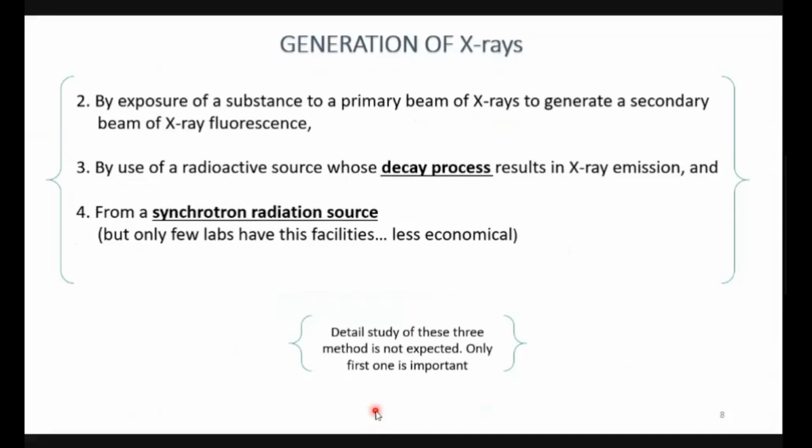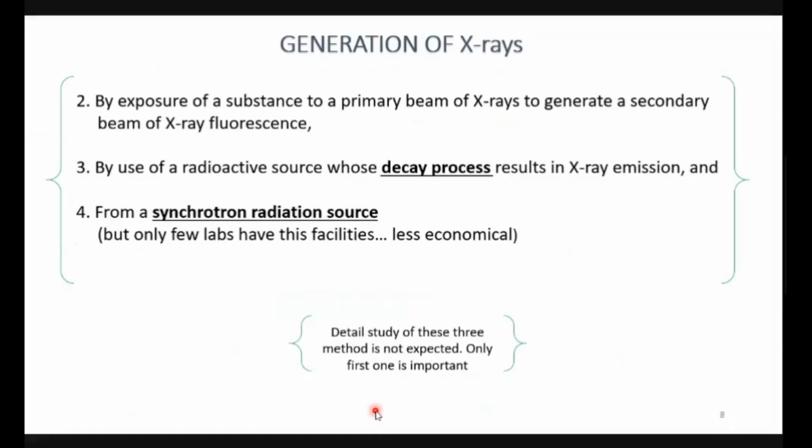Now there are other methods, as I said, by exposure of a substance to a primary beam of X-rays to generate secondary beam of X-ray fluorescence. Now please note down the word fluorescence. We are talking about X-ray fluorescence. Just like UV fluorescence and visible fluorescence, there is X-ray fluorescence.